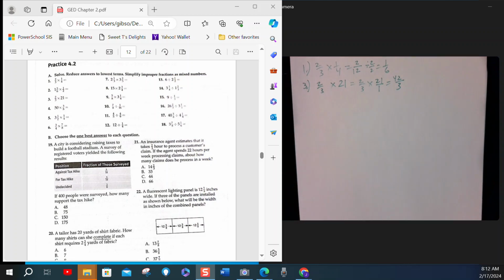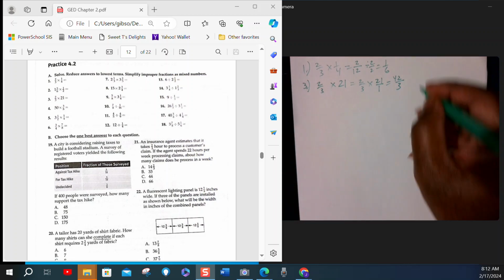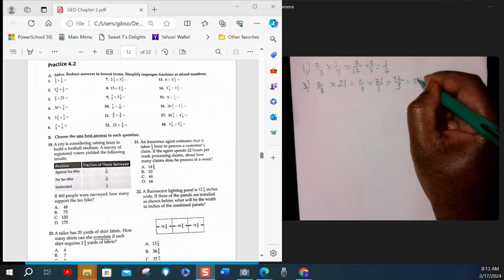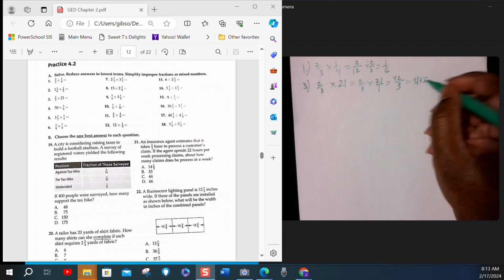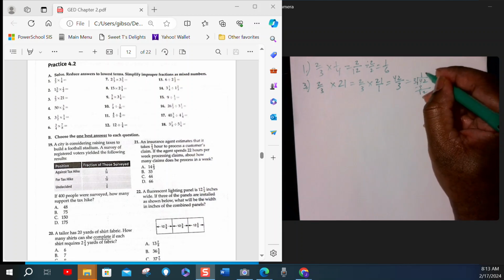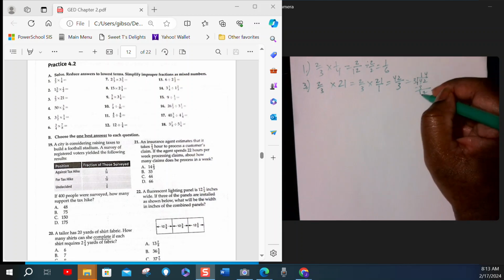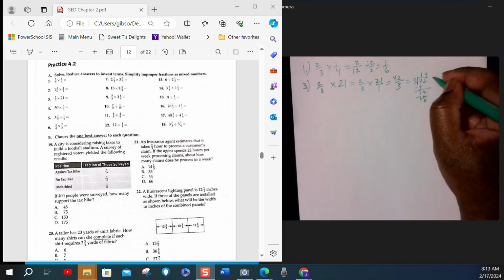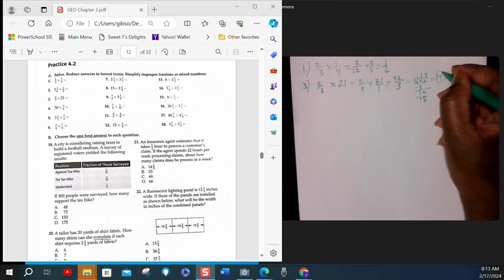Now, we notice this is an improper fraction, so we'll divide 3 into 42. 3 goes into 4 once. 1 times 3 is 3. 4 minus 3 is 1. Bring down our 2. 3 goes into 12 4 times. 4 times 3 is 12. No remainder. So our final answer here is just 14.